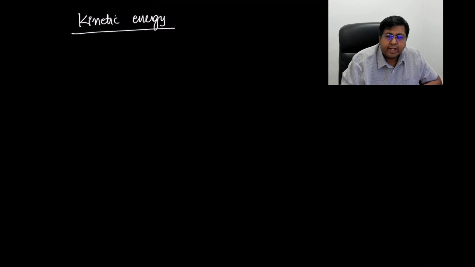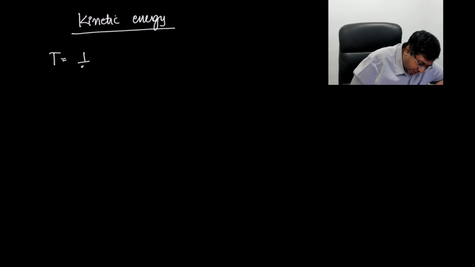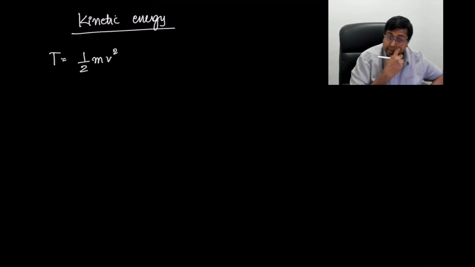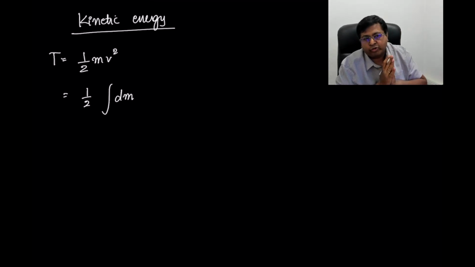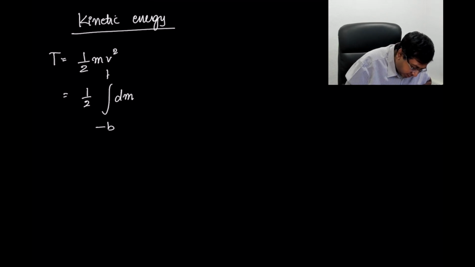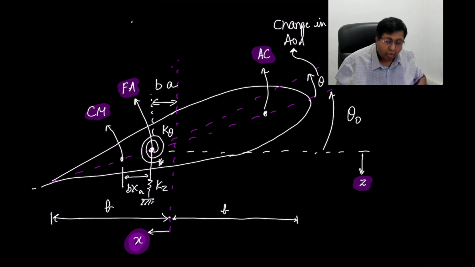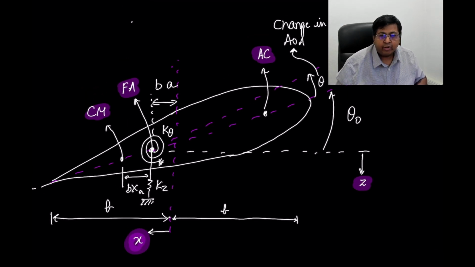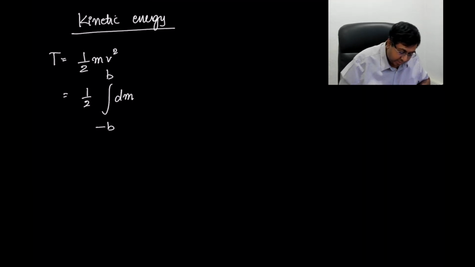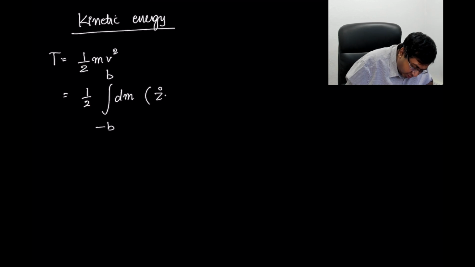So now let's start by calculating our kinetic energy. Kinetic energy, or T, we can write as half m into v square, right? So now if we think about this, let's say we take any infinitesimal section of the airfoil dm, a small section, from minus b to plus b. If you remember, we have the semi-chord from where we have defined x. So from minus b to plus b, if I take every single section of mass dm, I can integrate to get the total mass into the velocity square, so z dot plus x into theta dot, whole square.